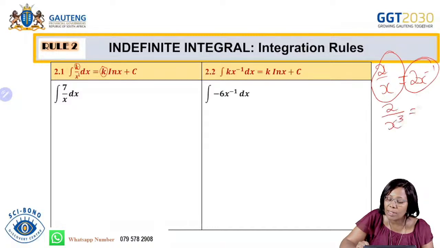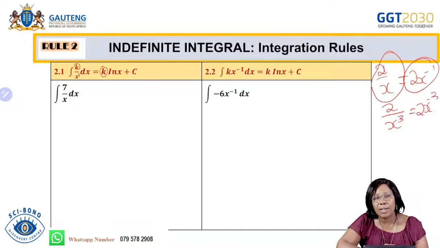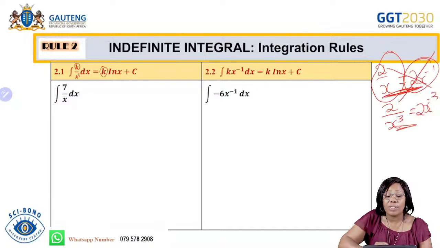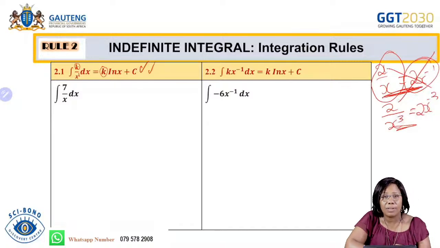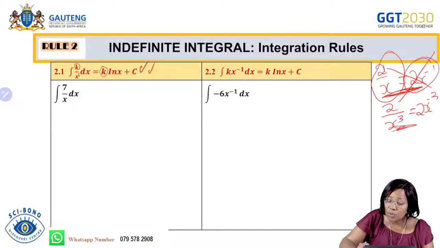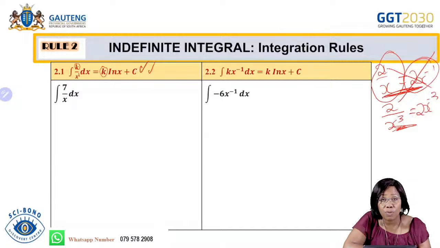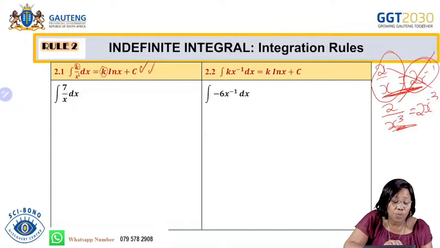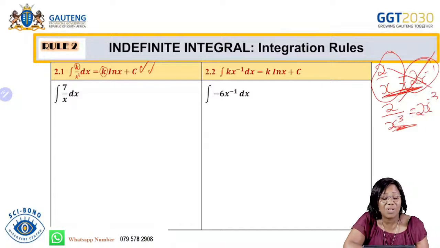With this one, it's a must. You must take that up to be 2x to the power minus 3. I hope you get the difference, grade 12. With the first one you can't do this, because there's a rule that is talking to that. But with this one, we are applying the previous rule. Okay? Right. And rule number 2 works with a denominator x to the power 1.